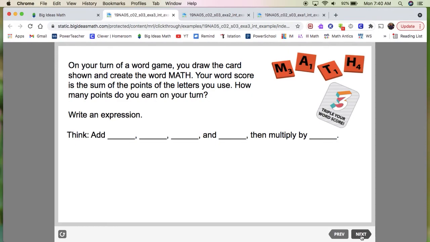So we're going to add those together. Add the 3 plus the 1 plus the 1 plus the 4. And because you also got the triple your word score, you can multiply that all by 3. So if we wrote it as an expression, it would be 3 plus 1 plus 1 plus 4, all of that times 3.